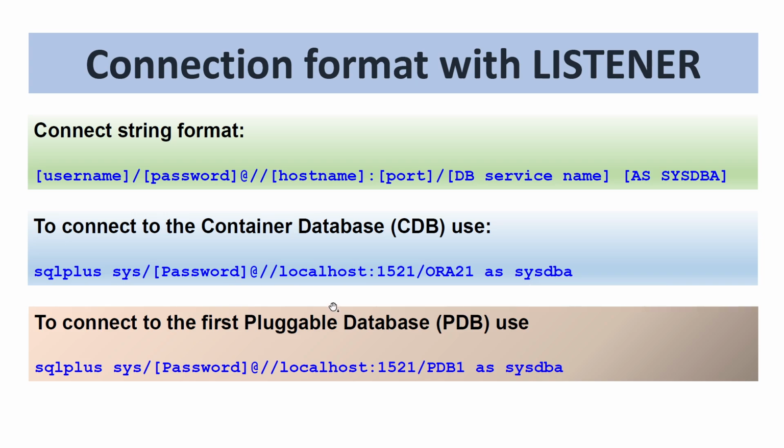And if you have created a PDB and want to connect to the PDB, then the command would be exactly the same, except that here, instead of Aura21, you will give the PDB name. So this one will allow you to directly connect to the PDB. The earlier one will connect to the container database, and from the container database we can connect to the PDB, but here you will get connected directly to the PDB.